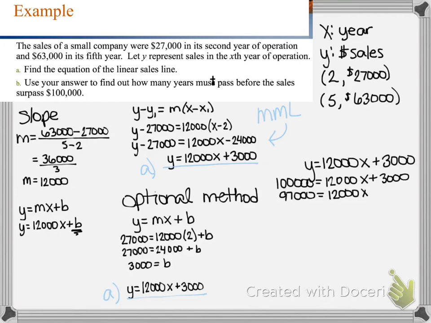And now divide both sides by 12,000. We'll have x on the right. And on the left-hand side, 97,000 divided by 12,000. What do we end up with there? 8.1. That'll give us our solution for x. What was x? X is the number of years. So again, just keeping up with what x represents and what y represents, it's going to take you a little over 8 years in order for your sales to surpass $100,000.